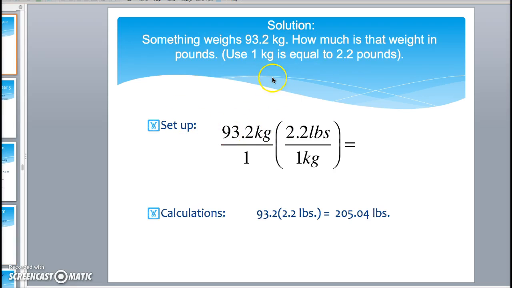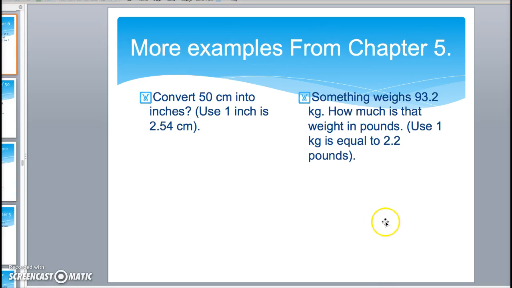Another example would be kilograms. I didn't do one of these in class, so if you had something that weighs 93.2 kilograms, how much would that weigh in pounds? Using 1 kilogram is equal to 2.2 pounds. So we set the 93.2 kilograms over 1, multiply it by the conversion of 2.2 pounds is equal to 1 kilogram. Notice I put the kilograms on the bottom so they cancel, and LB is up top. LB is short for pounds. So if we cancel these two out, we get 93.2 times 2.2, which is 205.0.